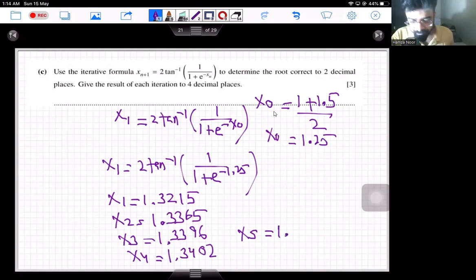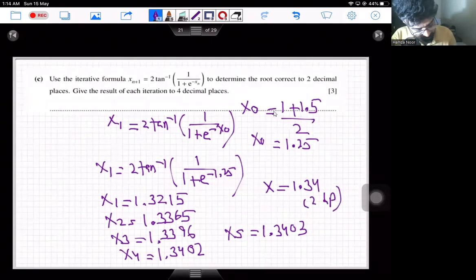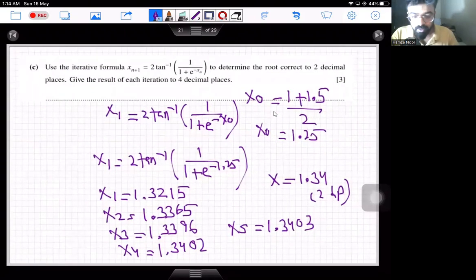And then you can check again and again what you are getting. So x5 equals 1.3403, and then equals. So correct to 2 decimal places, your root is supposed to be 1.34. x equals 1.34, correct to 2 decimal places, will be your final answer to question number 6, part C. All right.